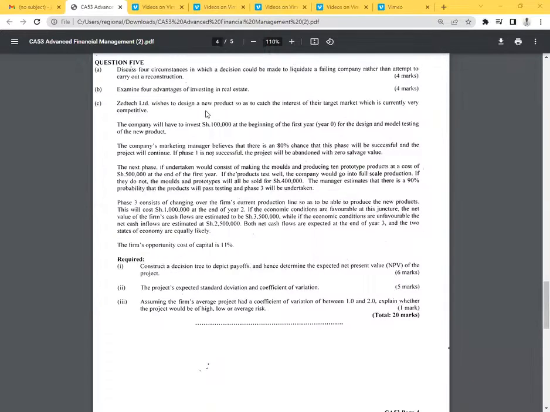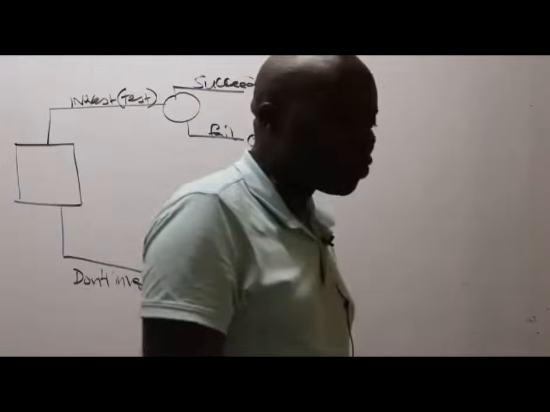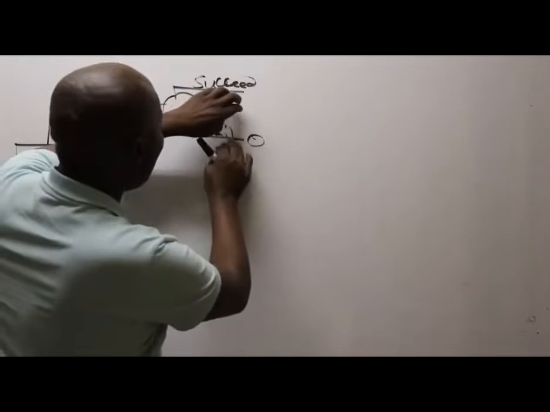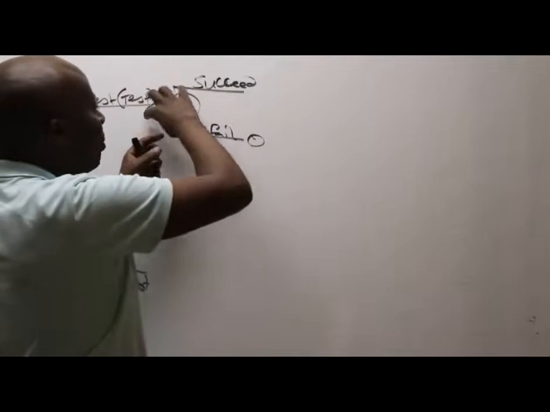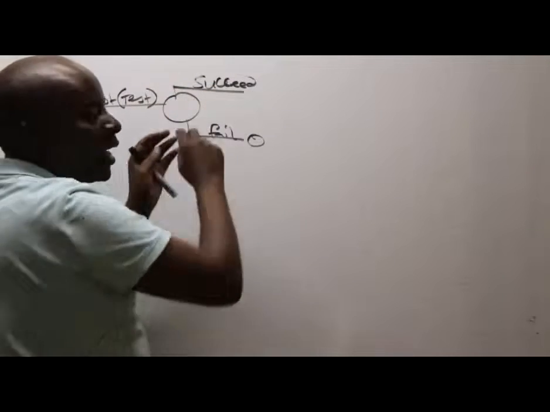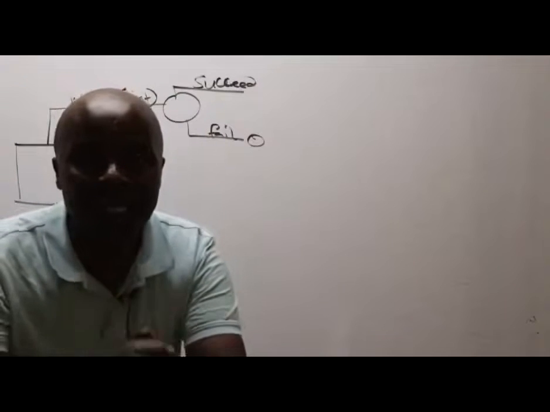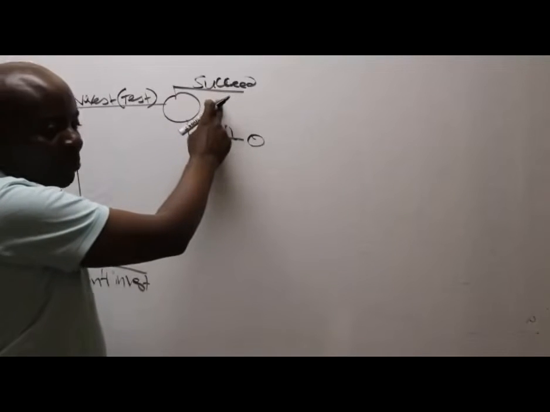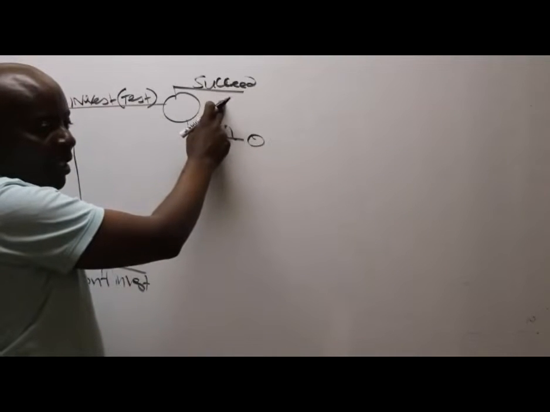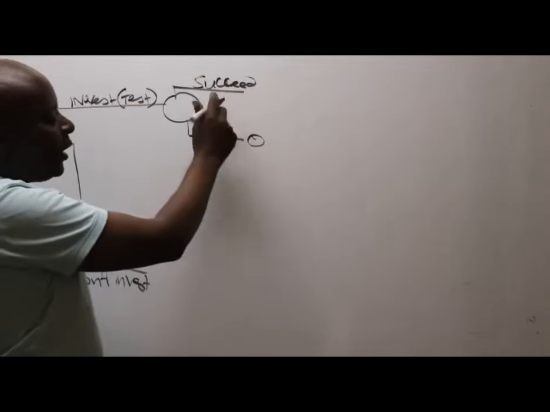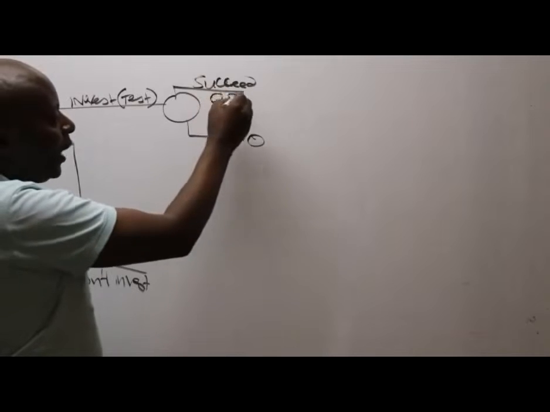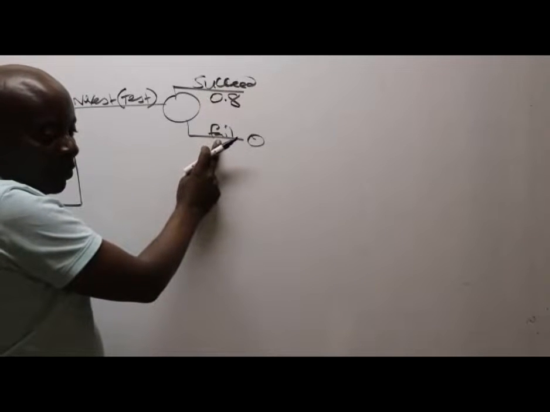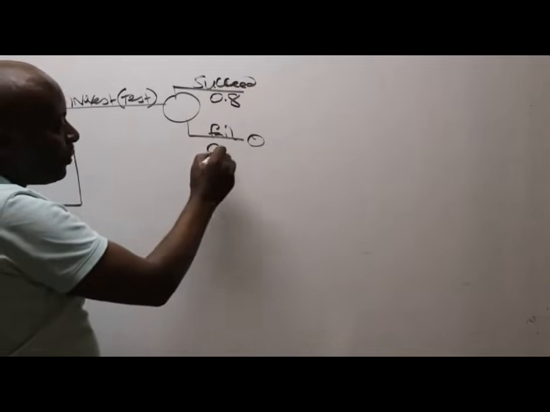So they have told us that the marketing manager believes that there is an 80% chance that this phase will be successful. So look at this. These are events which are coming from a circle, because the events here are probabilistic. And what is the probability of succeeding? Ladies and gentlemen, if you could help me, the probability of succeeding is 0.8. Thank you very much. Then what is the probability of failing here? The two must add up to 1. So this must be 0.2.